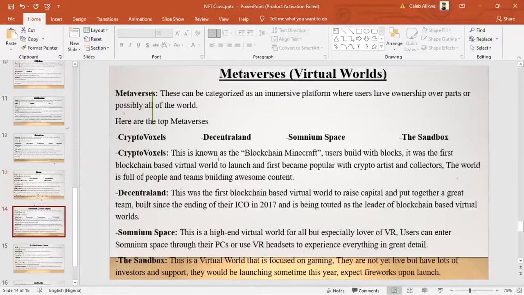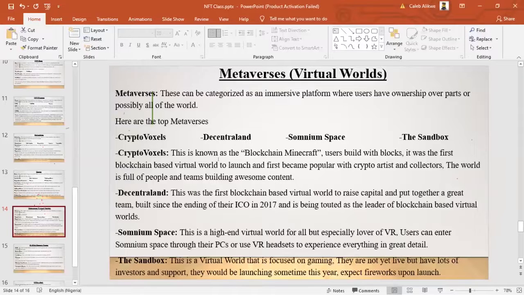Metaverses can be categorized as an immersive platform where users have ownership over parts or possibly all of the world. Here are the top metaverses: Crypto Voxels. A lot of us know about Decentraland, Somnium Space, and Sandbox. For Decentraland, the official token is the MANA token. Then Sandbox, the official token is the SAND token. So Crypto Voxels is known as blockchain Minecraft. For those of us who know the Minecraft game, Crypto Voxels is built a lot like it.